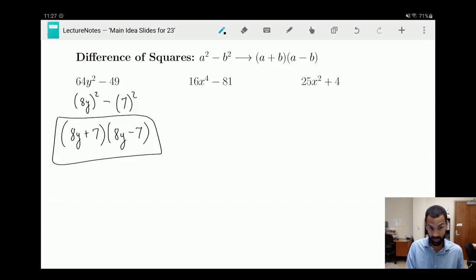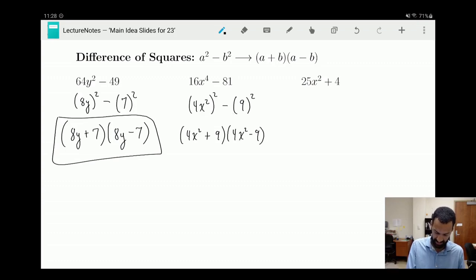Okay, 16x to the fourth minus 81. Now this one's a little trickier because that's not squared, that's a fourth power. But this is true for any even power. 16x to the fourth comes from 4x squared raised to the second power, right? 4x squared times 4x squared is 16x to the fourth. And 81 is just 9 squared. So I can factor this as 4x squared plus 9 and 4x squared minus 9, right? The 9 comes from there and there, the 4x squared comes from here and here.